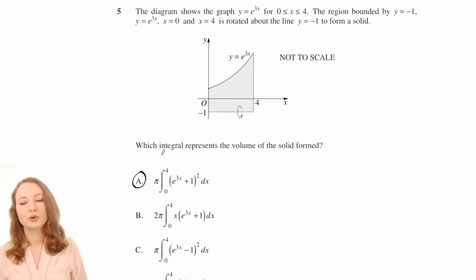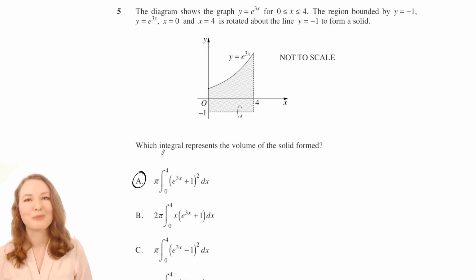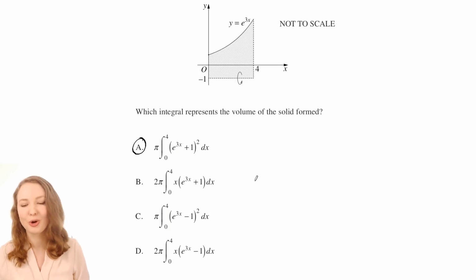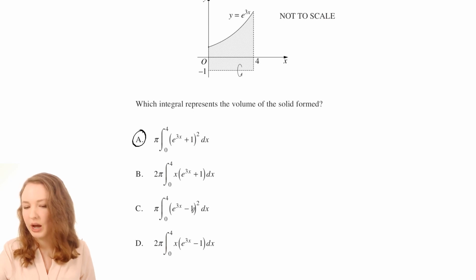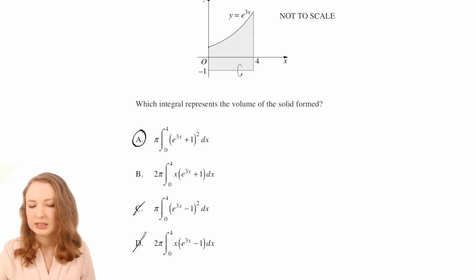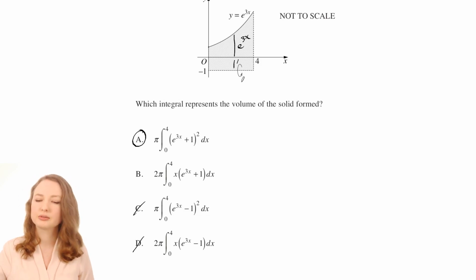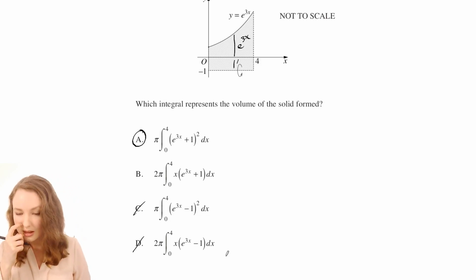Now, I don't know about you, but I'm not happy with a multiple choice question until I can see why the other answers are wrong. So these two are wrong because they've got -1 instead of +1. You can see you've got e to the 3x there, and that distance is 1, so that radius is going to be the sum of those two, not e to the 3x minus 1.